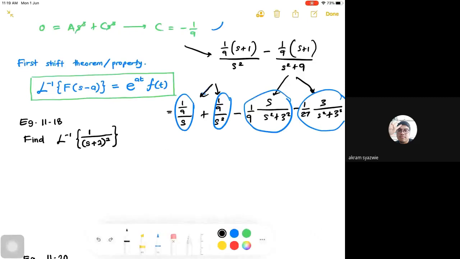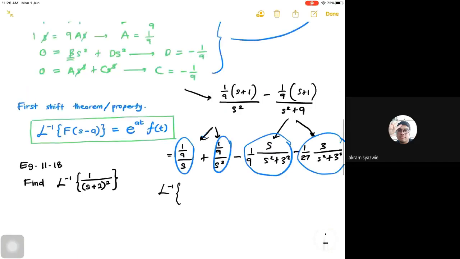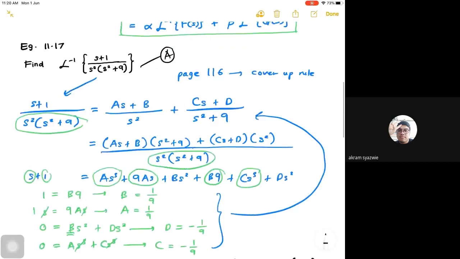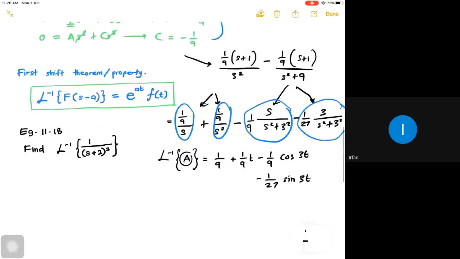So the answer is, the inverse transform of this equation, A, is equal to 1/9 t minus 1/9 cos 3t minus 1/27 sine 3t. So that is the answer for the example.